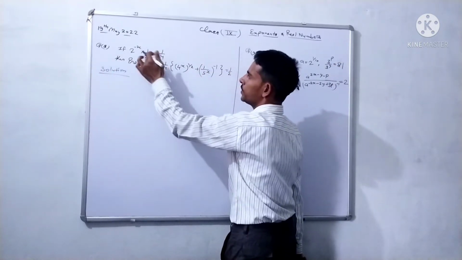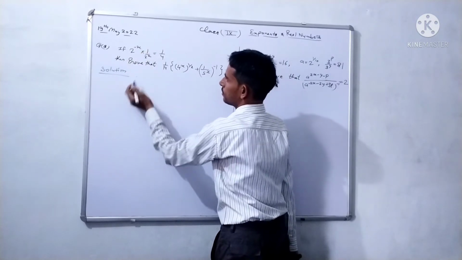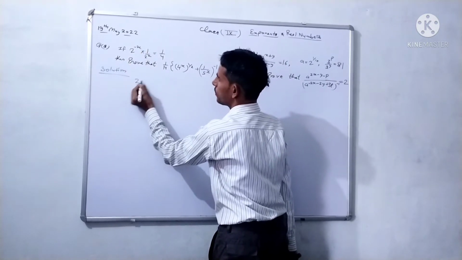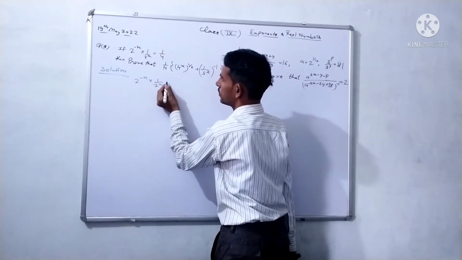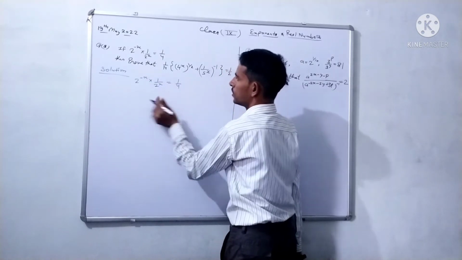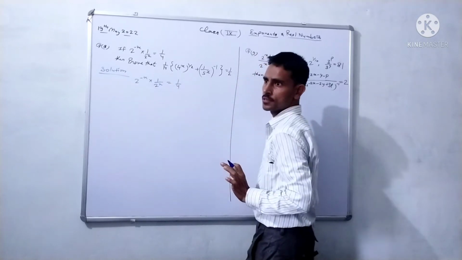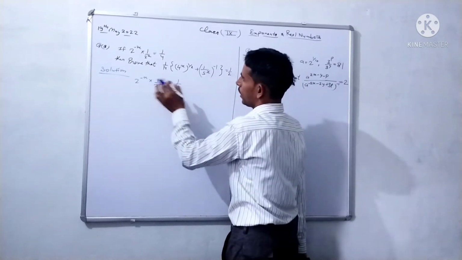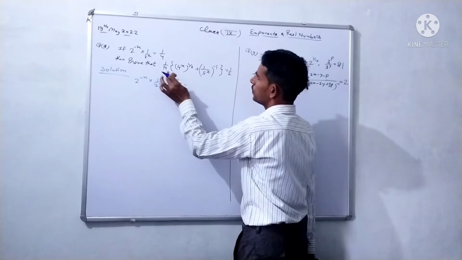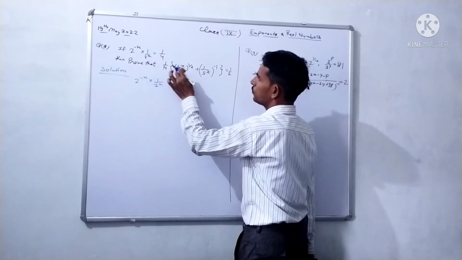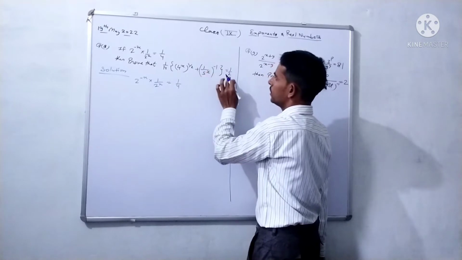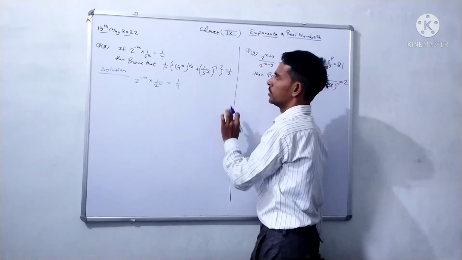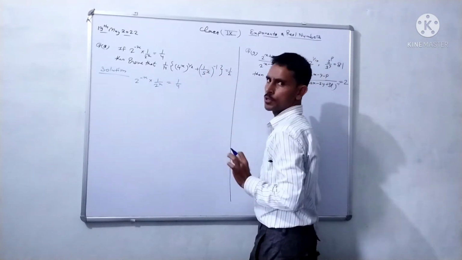In question number 8 we are given 2 to the power minus x into 1 upon 2 to the power x equal to 1 upon 4. This value has been given to us, and with the help of this value we have to prove that (1 upon 14) into (4 to the power x) whole power 1 upon 2 plus (1 upon 5 to the power x) whole power minus 1 equals 1 upon 2. We have to prove this value equals 1 upon 2.